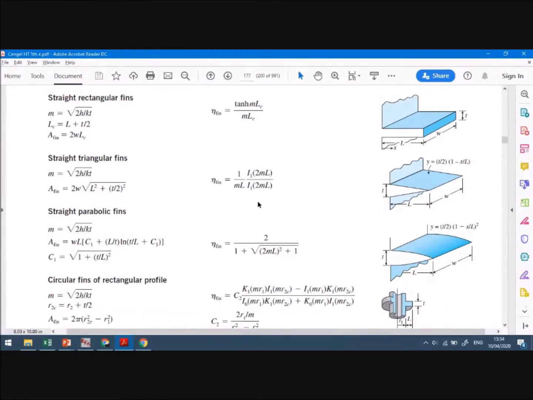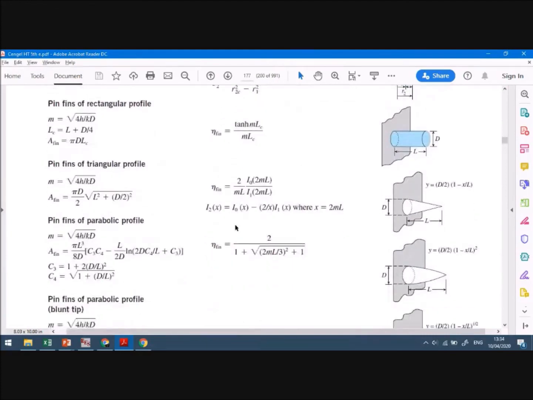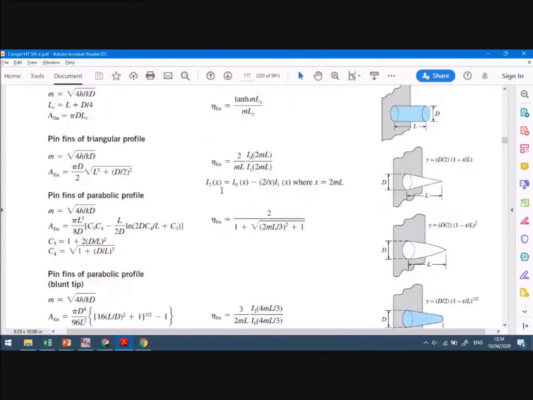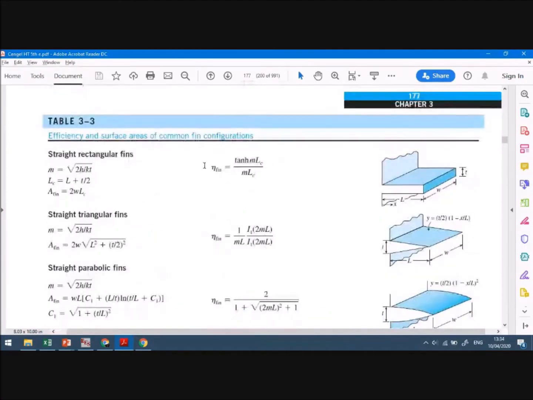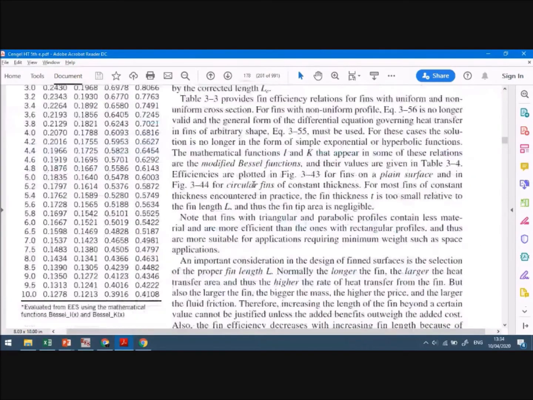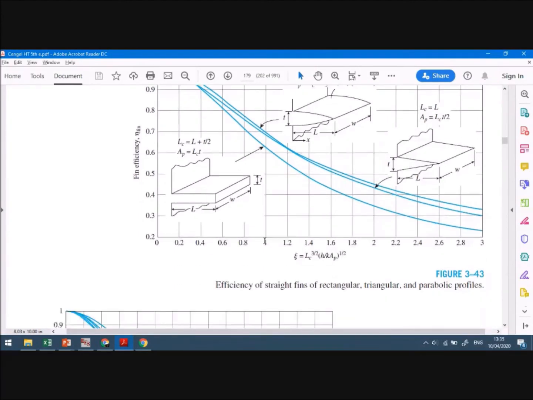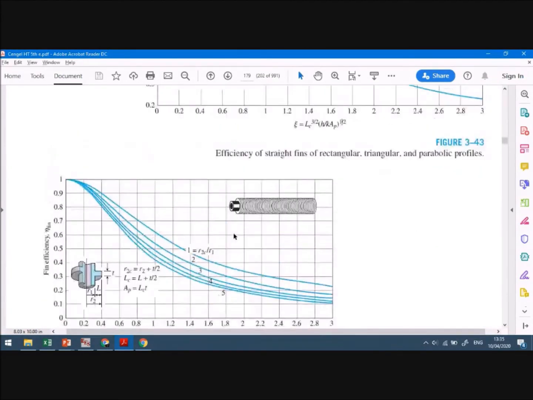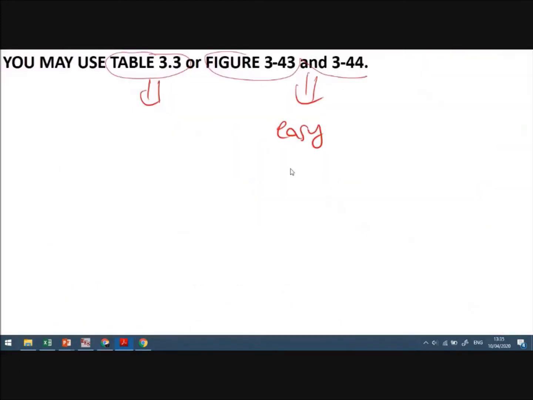You have the Bessel function here. You have the Bessel functions everywhere. The Bessel, and this one is also Bessel. Or you can use these easy formulas. But anyway, the table is not easy. But the chart is the easiest one because you are calculating the coordinate here. You calculate the coordinate and find the efficiency by the intersection point. This is one figure and this is another figure. This is for annular fins and this is for uniform and non-uniform straight fins. Good.